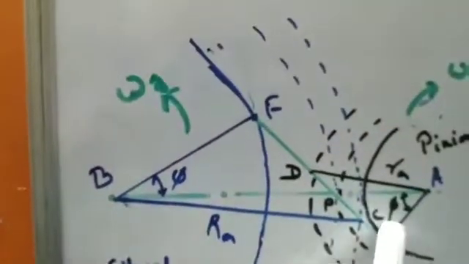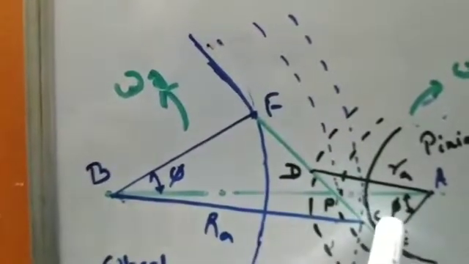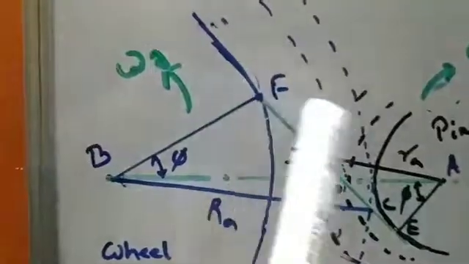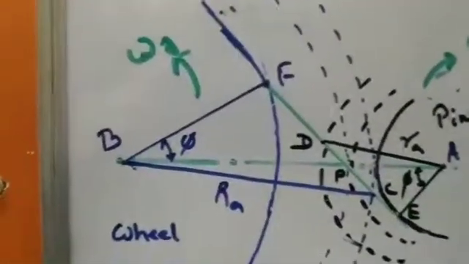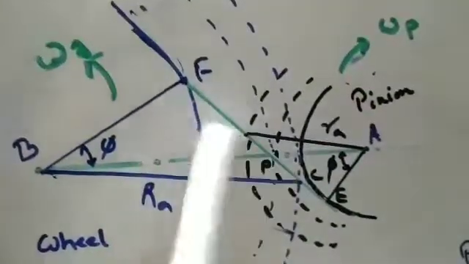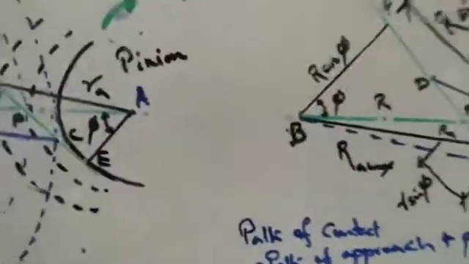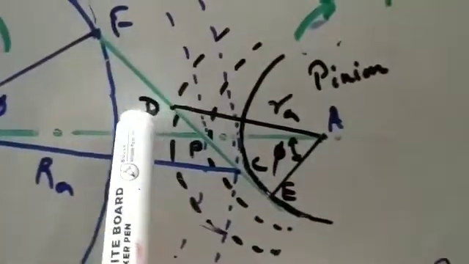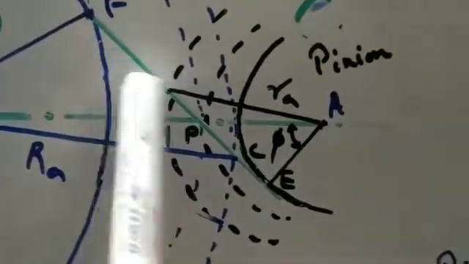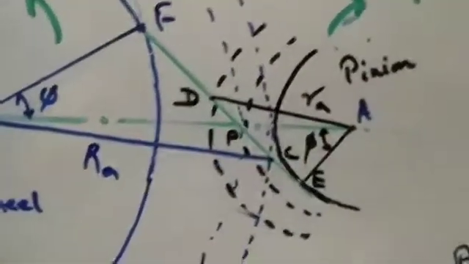How can we see that? We can break the line CP, the path of approach, as CF minus PF. And the path of recess PD is broken as DE minus PE. So we have written it like this.